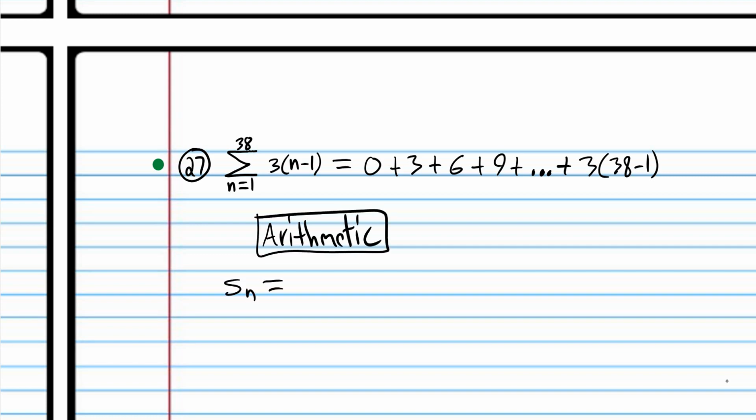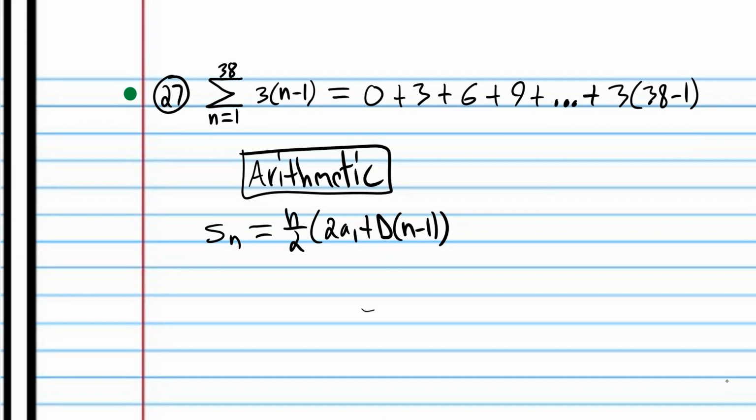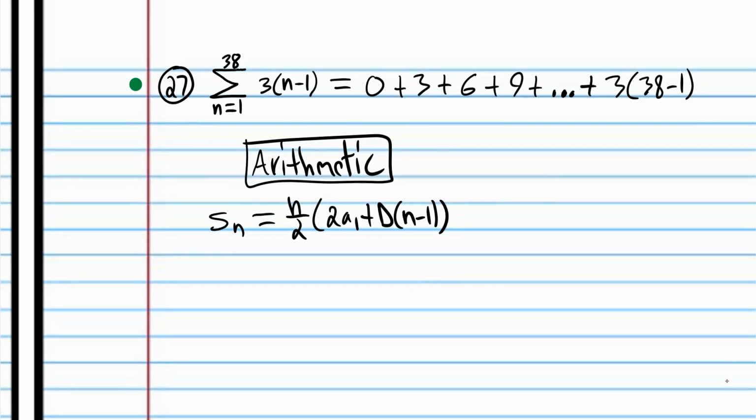So we're going to use our formula for the sum of the first n terms of an arithmetic sequence. And the question is, are we going to let this be the first term or this? Well, I'm going to let 0 be the first term. I'm always going to do it that way. So that means there's 38 terms total. The first term is 0.